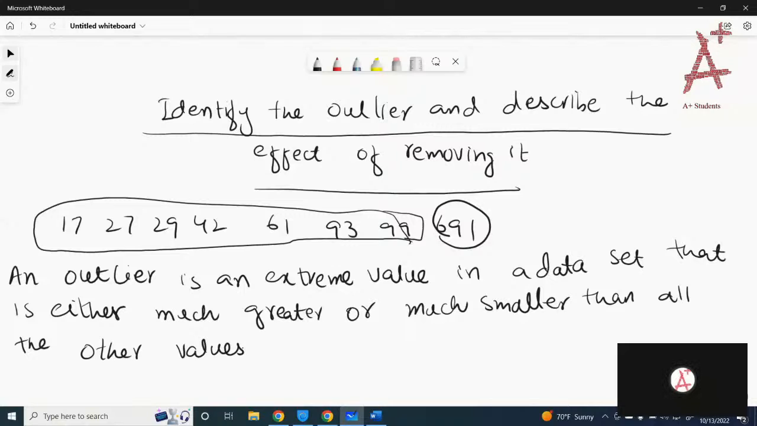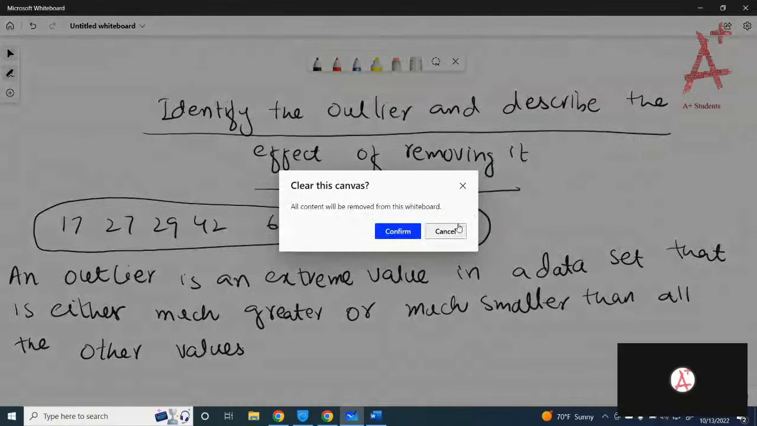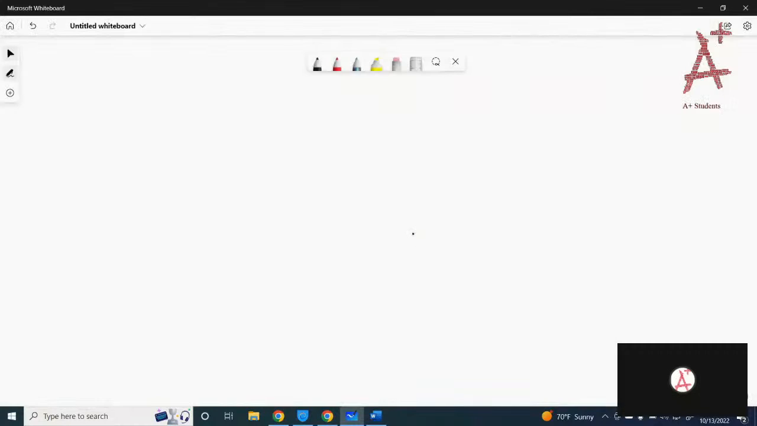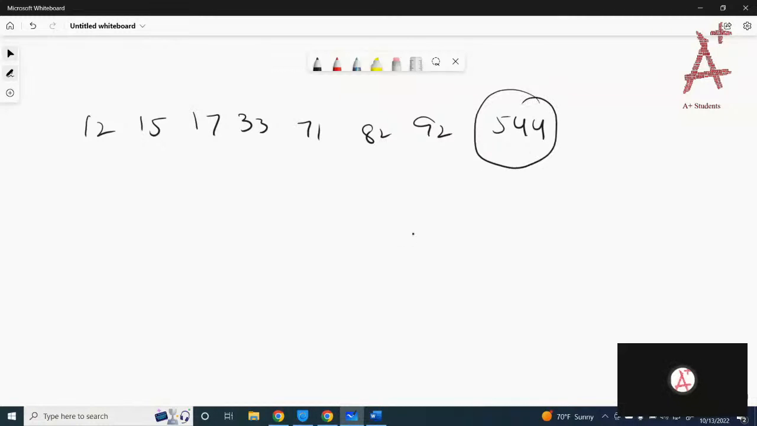Okay, the next one is: select an outlier in the data set. Okay, the data set is 12, 15, 17, 33, 71, 82, 92, and 544. So which is an outlier? 544 is an outlier. Got it? Because it is an extreme value.